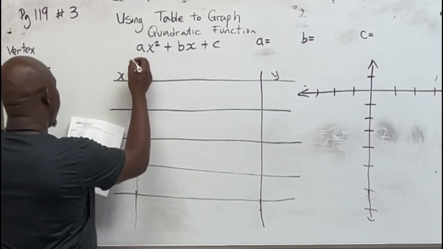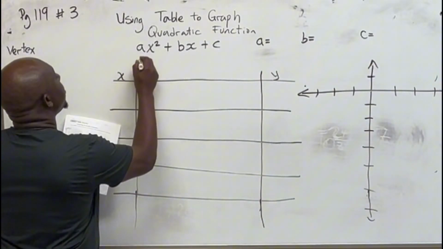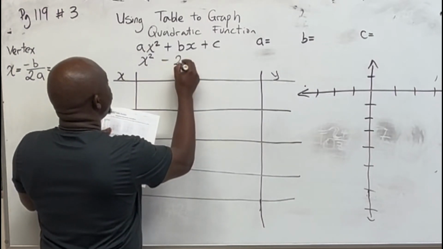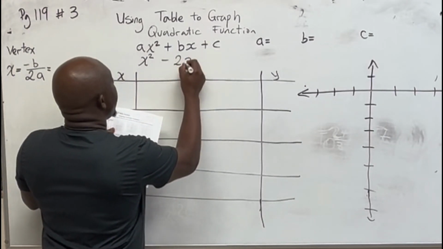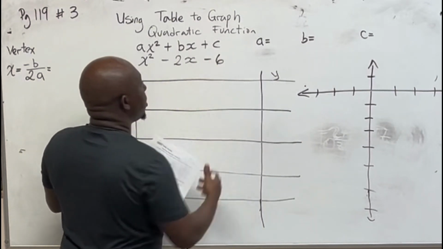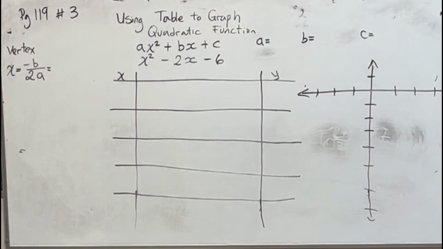Question number 3 is x squared minus 2x minus 6. And the instruction is to graph this quadratic using what? Table. Am I making sense? What is the instruction to graph using what? Table. Now, how do we go about this?